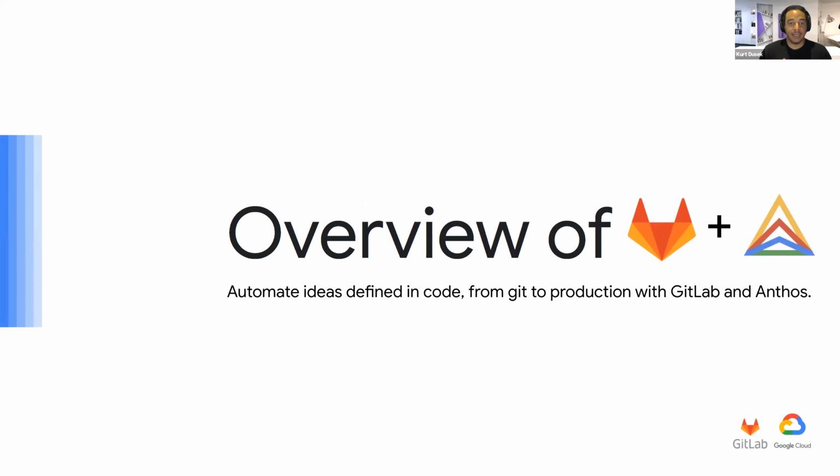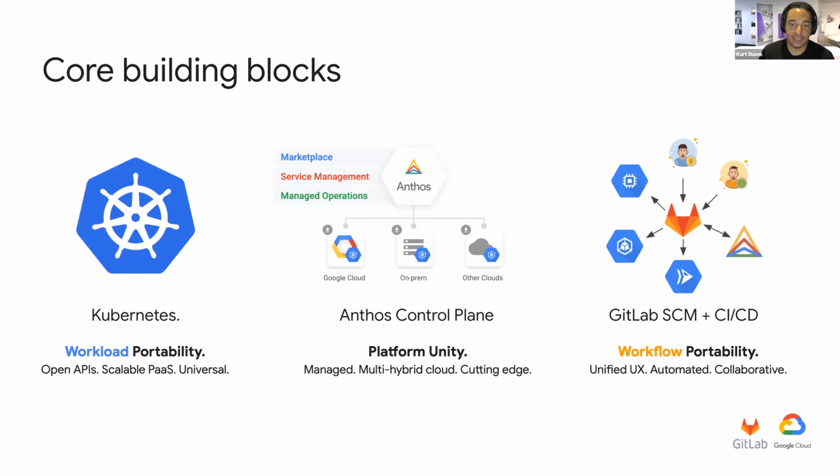So we're just going to get an overview of GitLab and Anthos and how they work together. At the fundamental level, there are a few building blocks that we're putting together to create this solution. We're starting with containers, the smallest unit of this puzzle. Your code and your application logic live within a container, which helps you make workloads portable, consistent, easy to version, and easy to deploy to infrastructure.